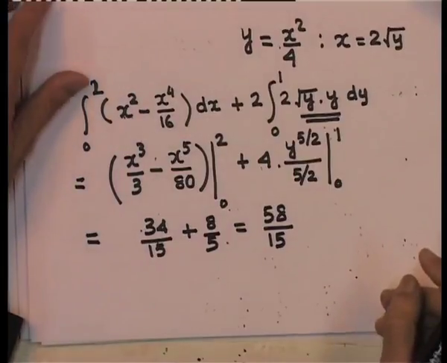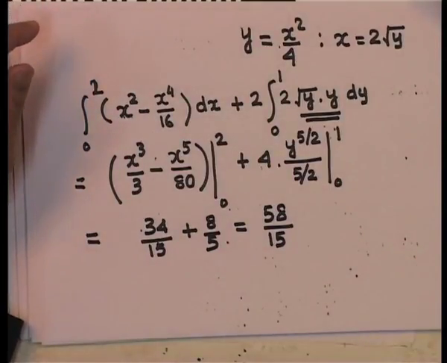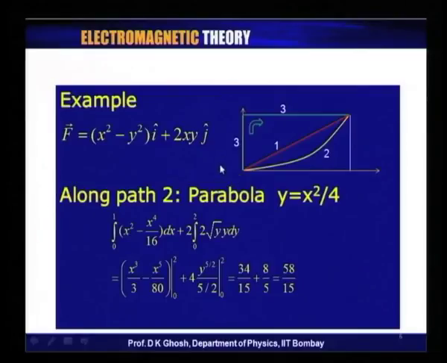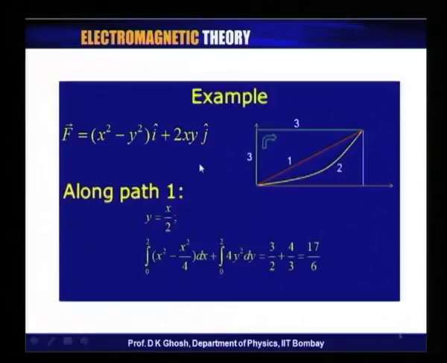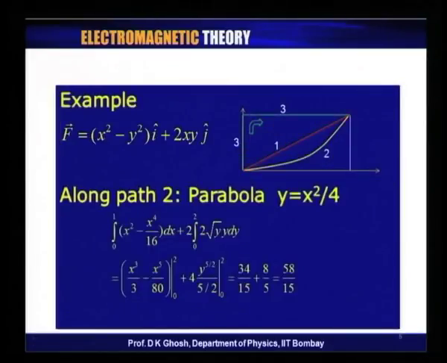Now, you already noticed something, that the value that we got in the first case was 17 by 6, whereas the value that we got in the second case is 58 by 15. Now, you can see that the value of the line integral indeed depends upon the path that we have chosen.